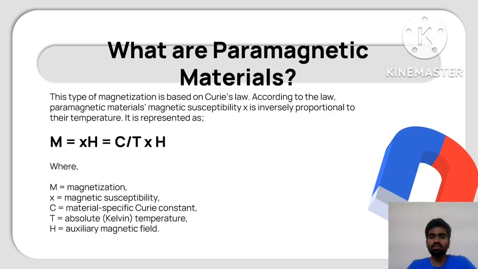Magnetization is based on Curie's law. According to this law, the magnetic susceptibility X of paramagnetic materials is inversely proportional to their temperature. It is represented as M is equal to X H, where M is the magnetization and X is the magnetic susceptibility.